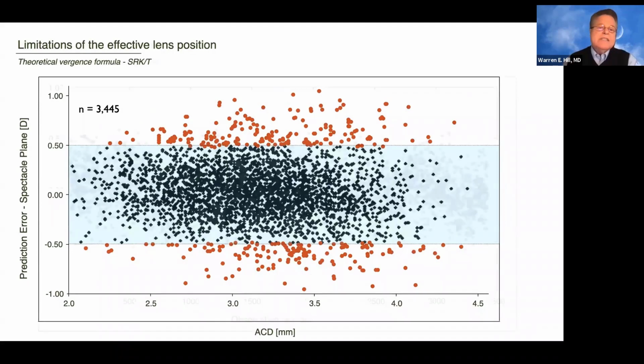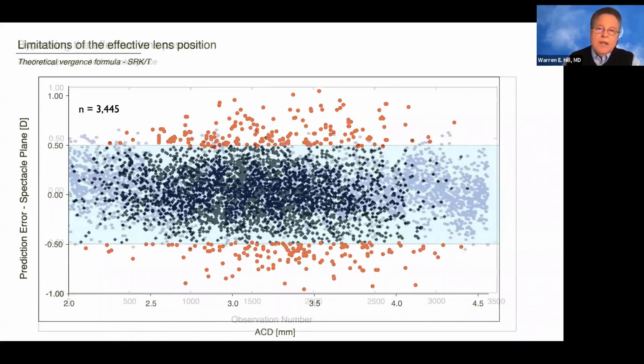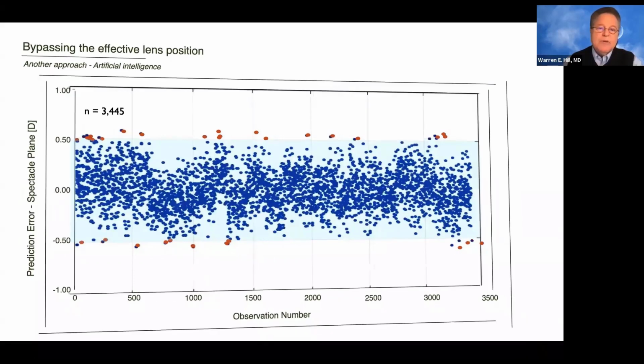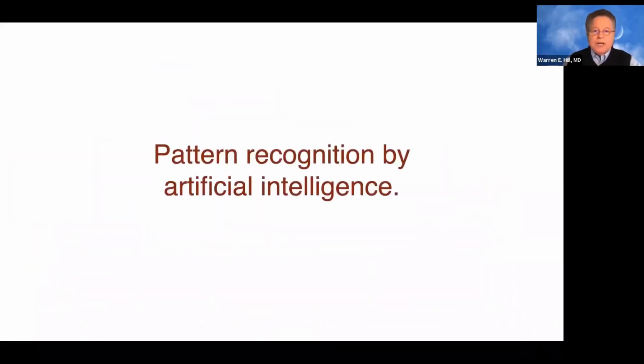Now let's just take that same database and we're going to fit it to an artificial intelligence model. There's our half diopter accuracy. These are the cases outside. So you can see that just that exercise alone demonstrates the amazing versatility of this particular approach. So what we're going to talk about today is pattern recognition by artificial intelligence. It's one of many forms of artificial intelligence that we can use.